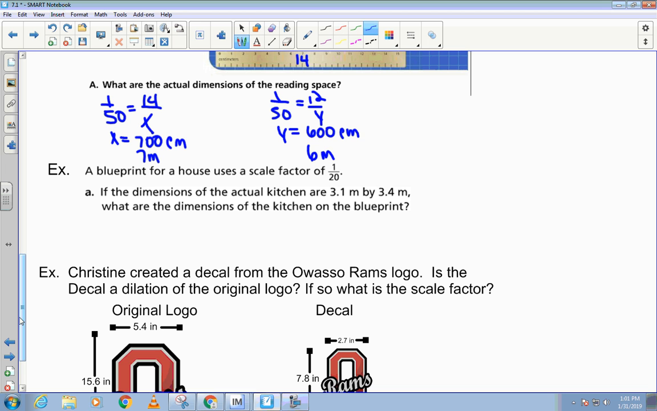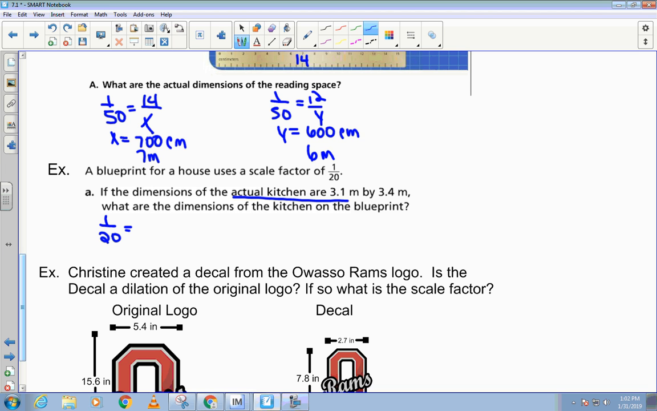Here's a different problem. This time you have a blueprint for a house using a scale factor of 1 to 20. If the dimensions of the actual kitchen are 3.1 meters by 3.4 meters, what are the dimensions of the kitchen on the blueprint? How would I do this differently? Because my scale factor is 1 to 20, and if I took the first dimension, what would I do? Now 3.1 is the actual dimension.